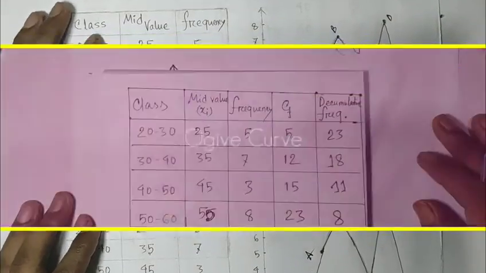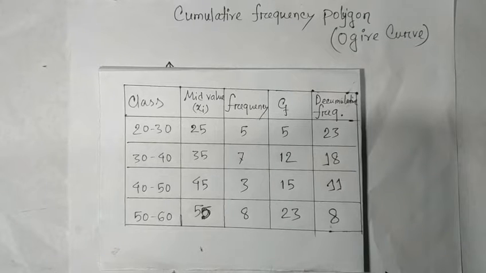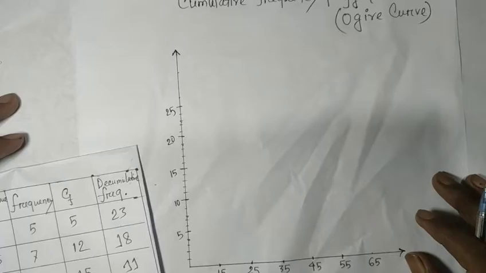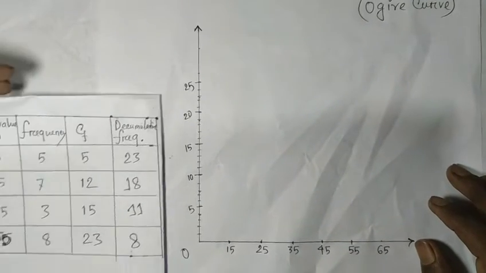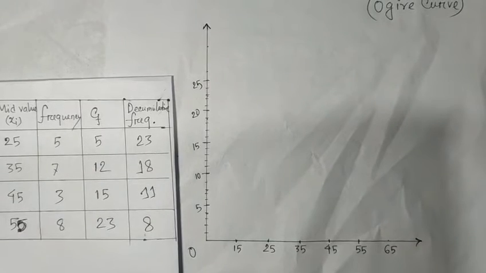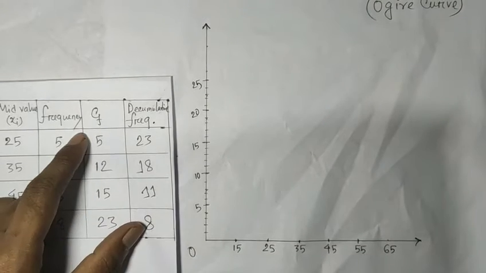The cumulative frequency polygon is also known as the Ogive curve. That is almost the same as the frequency polygon. The basic difference is that in a frequency polygon we put the values of frequency in the graph, and here we put the values of cumulative frequency and decumulative frequency in the graph. And here we have a graph, and on the x-axis we represent the mid values, and on the y-axis we represent the cumulative frequency and the decumulative frequency. Let's make the graph for cumulative frequency.